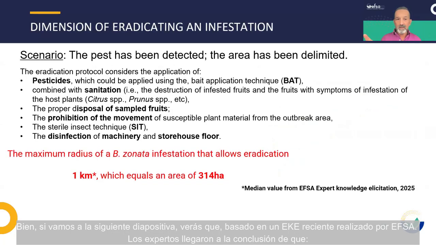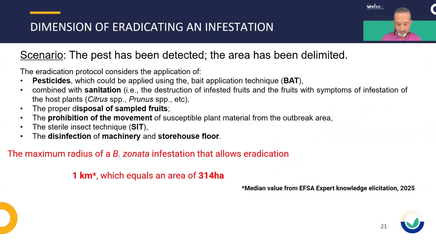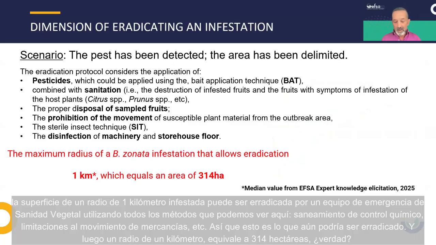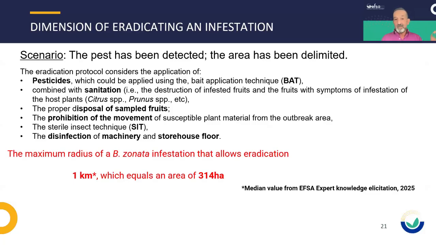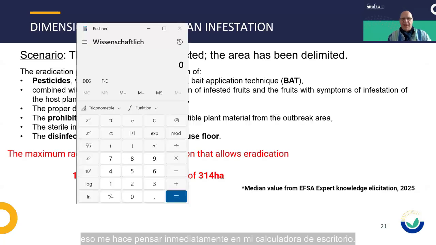Okay, if we go to the next slide, you'll see that based on a recent ECE performed by EFSA, the experts concluded that the surface of a 1 kilometer radius infested area can be eradicated by one plant health emergency team using all the methods that we can see here: chemical control, sanitation, limitations to the movement of commodities, etc. So this is what could still be eradicated. And then 1 kilometer radius, this equals 314 hectares, right? Because we have a circle. Okay.